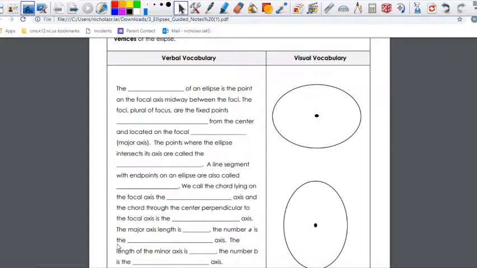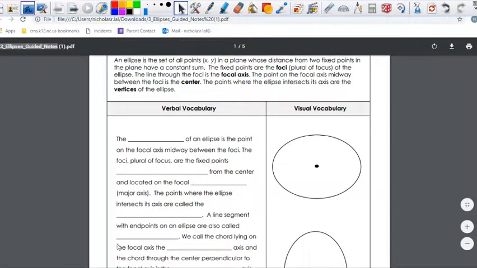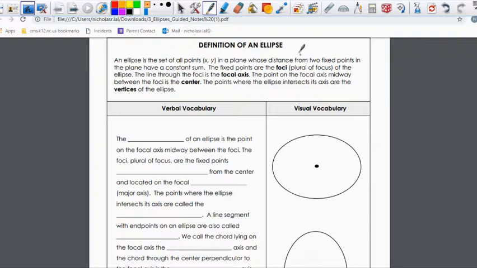Hello pre-calc students, today we're doing a lesson on ellipses. The definition of an ellipse: an ellipse is a set of all points x, y in a plane whose distances from two fixed points in the plane have a constant sum.